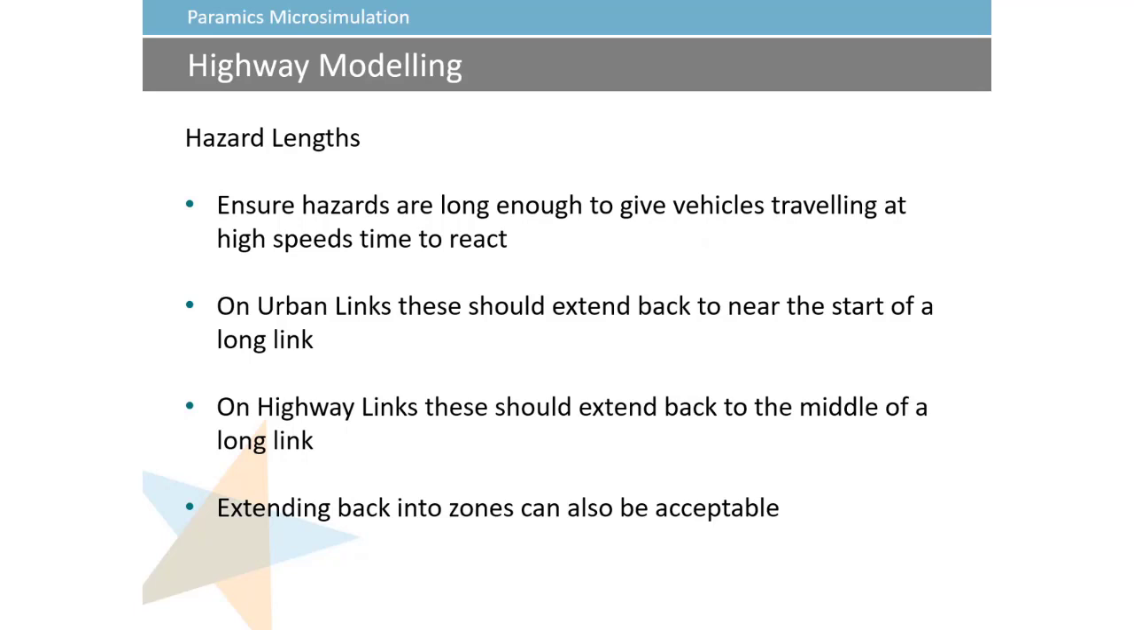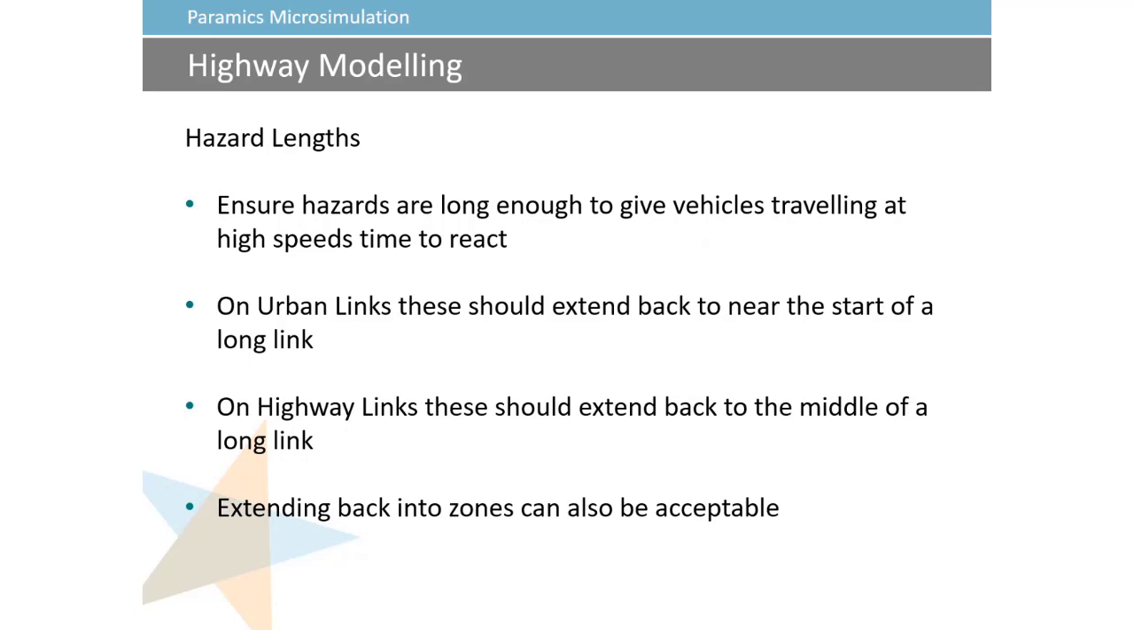We want to ensure hazards are long enough to give vehicles traveling at high speeds time to react. The way that vehicles react to hazards is different on urban links as opposed to highway links. On urban links, once vehicles reach the signposting for a hazard, they will start to react to it. Whereas on highway links, they will react in a spread around the signposted point. So you can have vehicles on highway links that react to a hazard before the signpost distance, whereas on urban links they're always after the signpost distance.